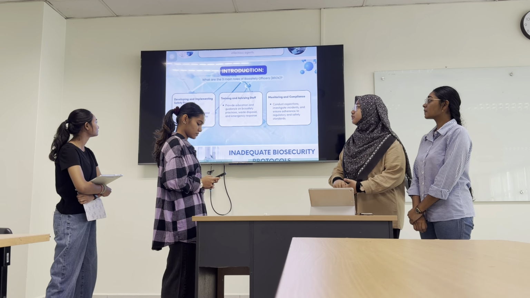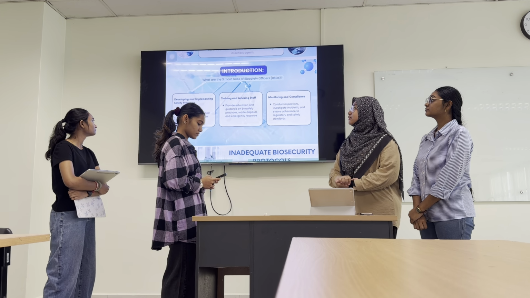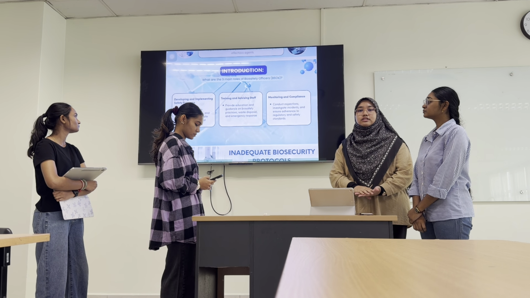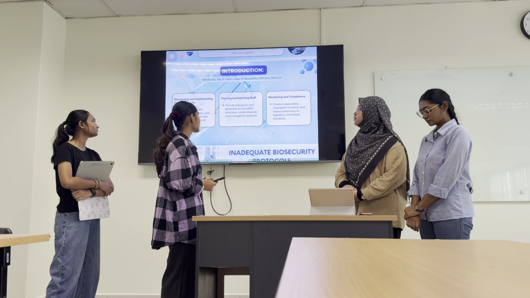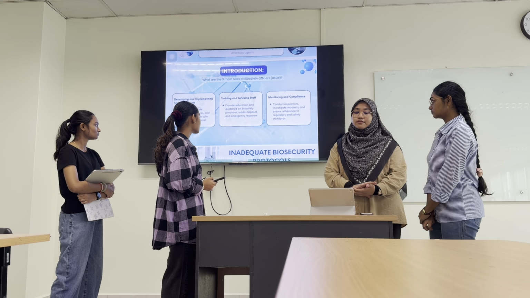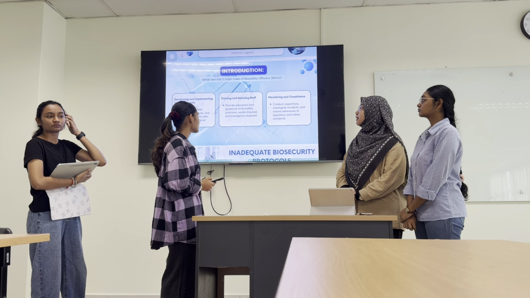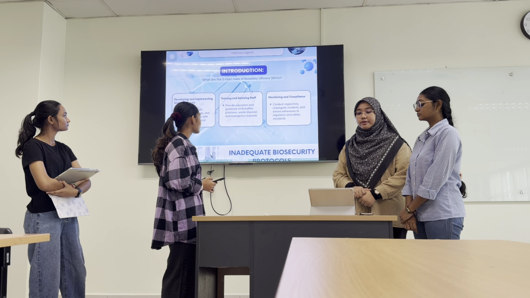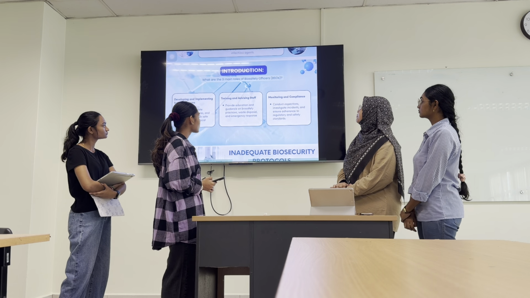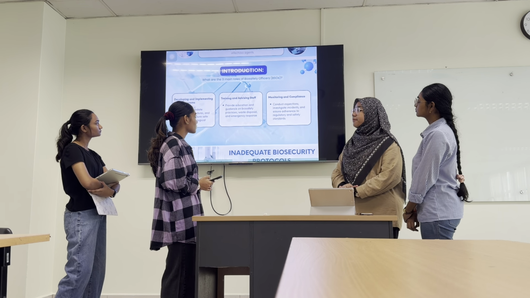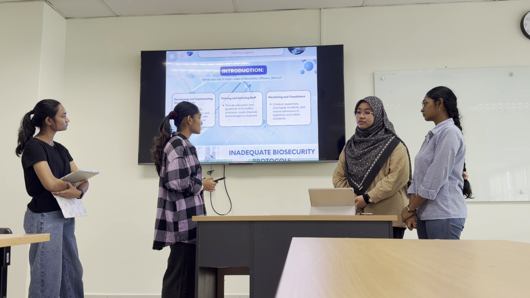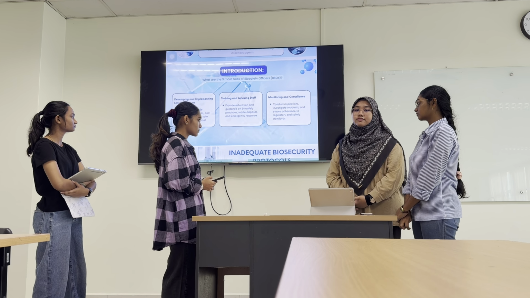The first one is developing and implementing safety programs. This is to create and update policies, procedures, and protocols to ensure safe handling of biological materials. The second one is training and advising the staff. This provides education and guidance on biosafety practices, waste disposal, and emergency response. The last one is monitoring and compliance. We conduct inspections, investigate incidents, and ensure adherence to regulatory and safety standards.